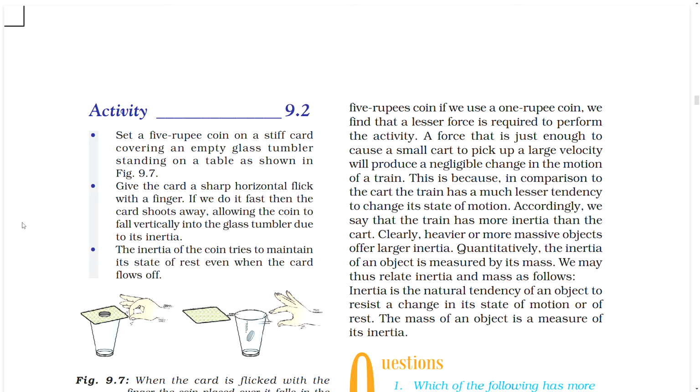Quantitatively, the inertia of an object is measured by its mass. We may thus relate inertia and mass as follows. Inertia is the natural tendency of an object to resist a change in its state of motion or of rest. The mass of an object is a measure of its inertia.